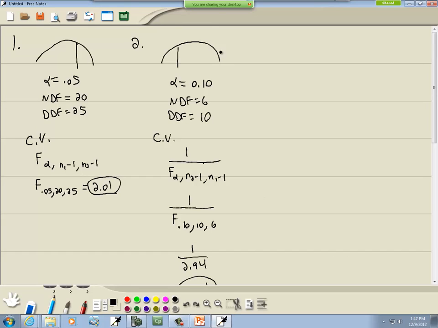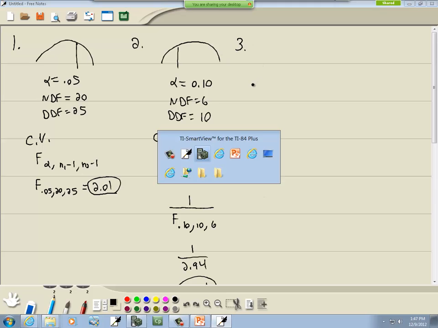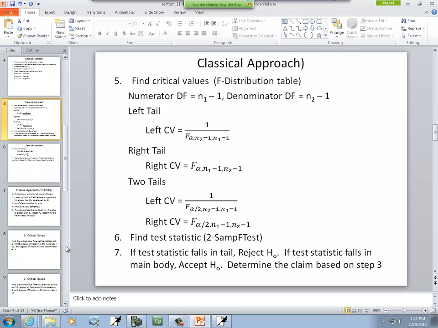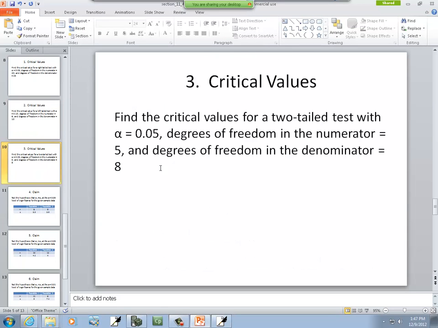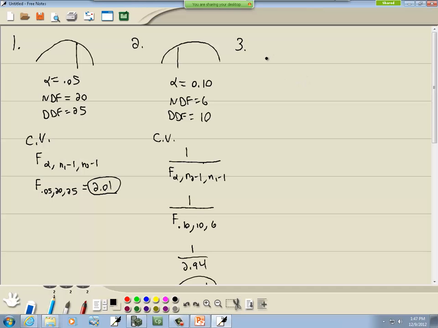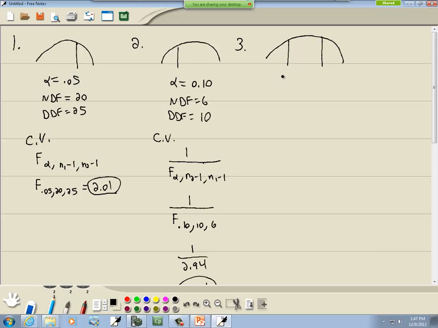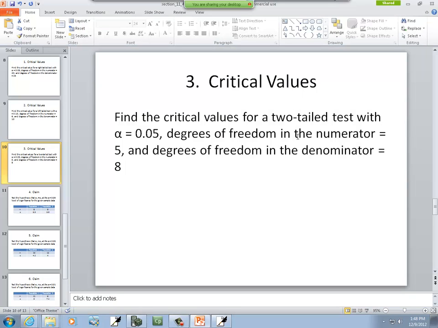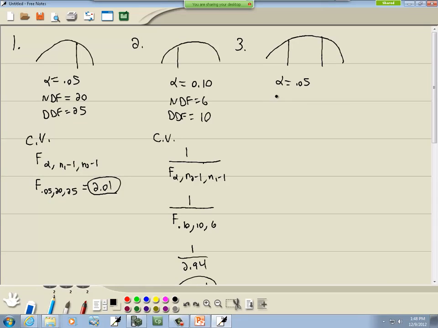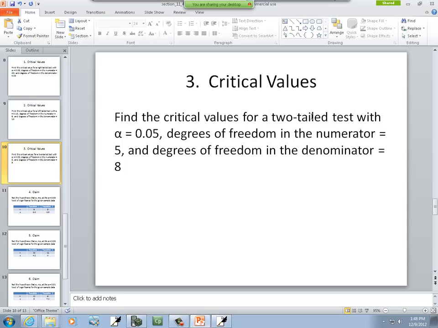Okay, let's do our next problem. It says find critical values for a two-tailed test. Okay, so we have two tails with alpha equal to 0.05, and numerator degree of freedom is 5, and denominator degree of freedom is 8.